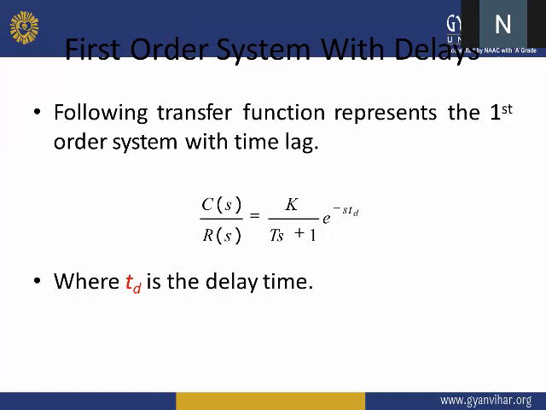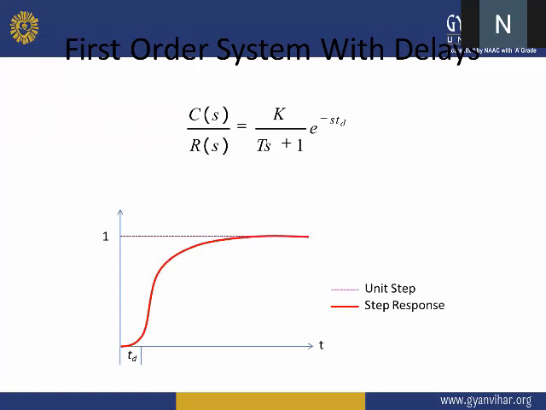Consider this example, consider this problem. The C(s) upon R(s) transfer function is given by K upon (sT plus 1), where K is your gain, T is your time constant, and TD is your delay time. Now, if we plot the step response with a unit step input, the step response will be provided in this graph. Look at this graph.